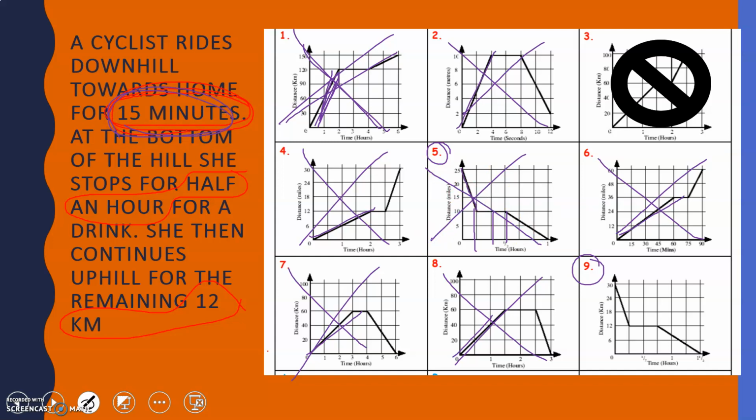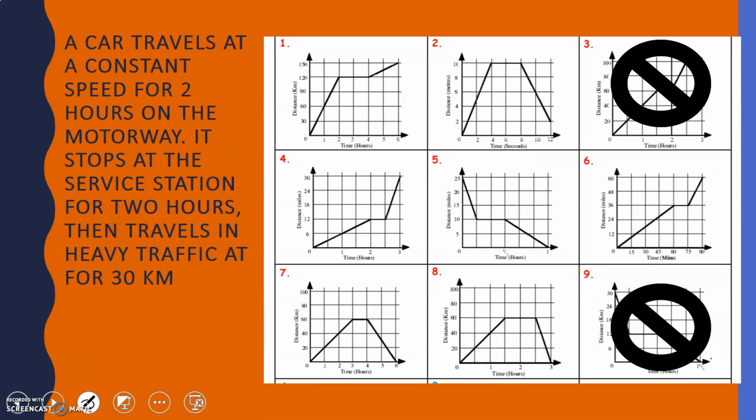Let's look at number 9. Number 9, this is our 30-minute mark. So that means this is the 15-minute mark. So for number 9, the first segment, the person does move for 15 minutes towards home, then does take a 30-minute break. Then notice how the remaining 12 kilometers that the person did, if you look at the graph here, 12 kilometers, that's where we start here, and then we go all the way back home. So number 9 matches it perfectly. All right, let's look at our next one.